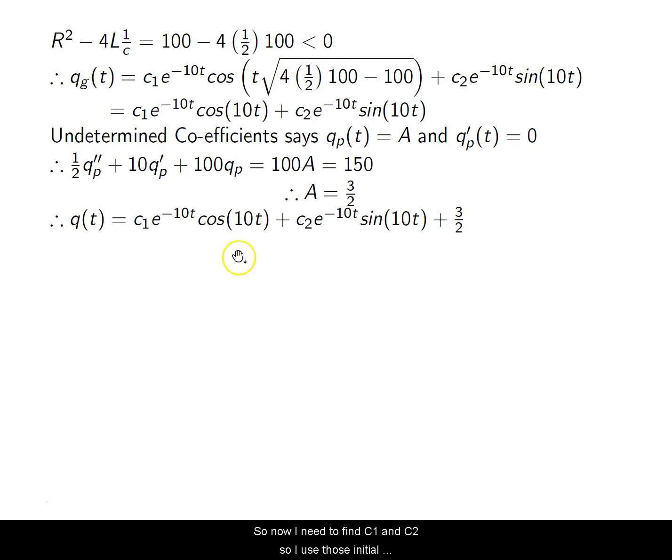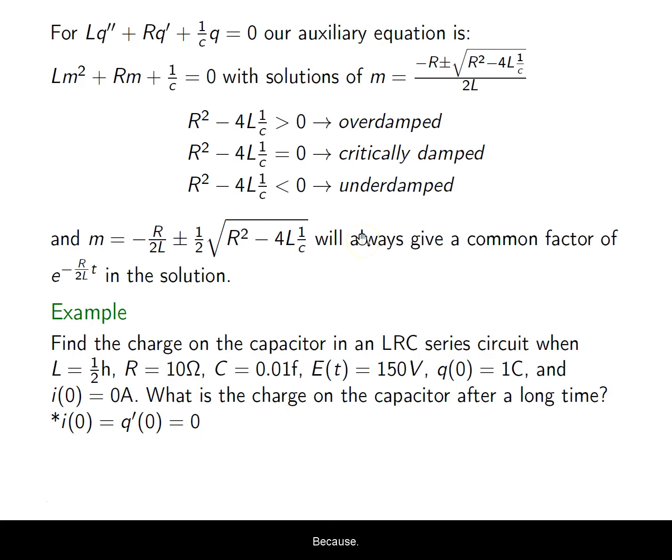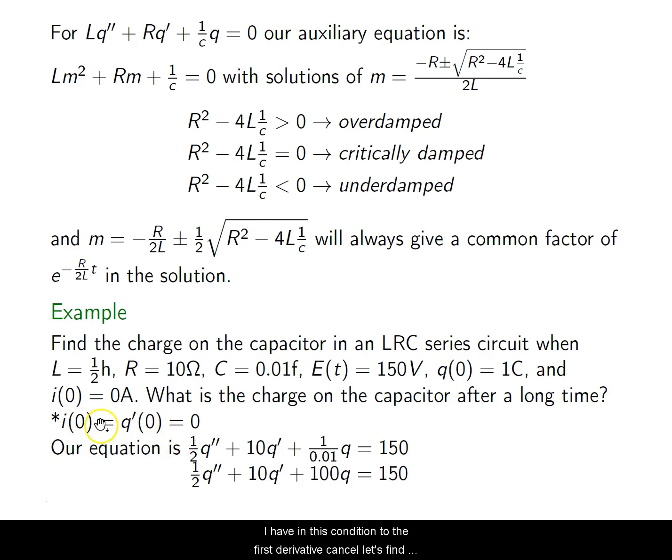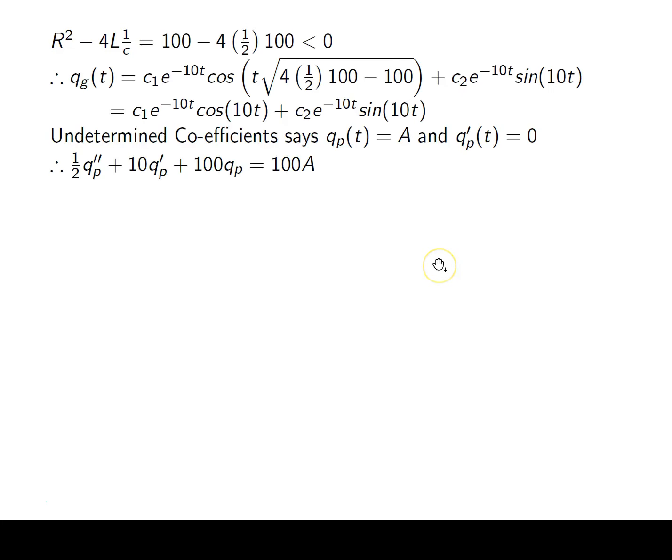So now I need to find C1 and C2. So I use those initial conditions. In order to do that, I need the first derivative, because I have an initial condition for the first derivative. Okay, so let's find that. And then I have Q of 0 is 1 capacitance. So let's look at that.